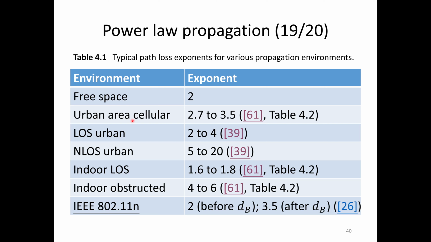When the environment is indoor line of sight, the exponent is equal to 1.6 to 1.8. Please also see reference 61, table 4.2. When the environment is indoor obstructed, the exponent is equal to 4 to 6. Please also refer to reference 61, table 4.2.